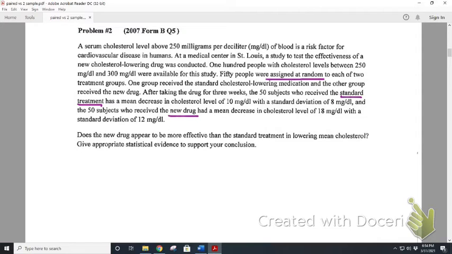So let's go ahead and dive into our state, plan, do, conclude. So I would recommend giving each section a try before I write it. So I'm going to dive into state. So maybe hit pause before I start writing.